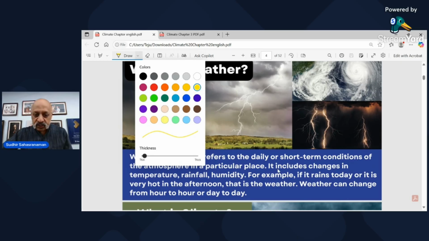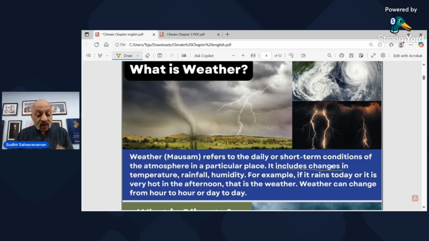So it includes the changes in temperature, rainfall, humidity. I believe your city is extremely humid over the next 1 week, right? So the humidity levels are higher. So all that will come under weather. It won't come under climate. Climate, I will tell you in a bit. For example, if it rains today, it has been raining in many parts of India right now, or it is very hot in the afternoon, that is the weather. Oh, the weather was extremely hot and humid this afternoon.